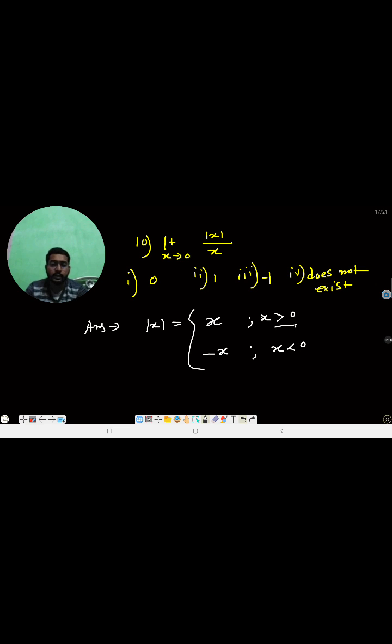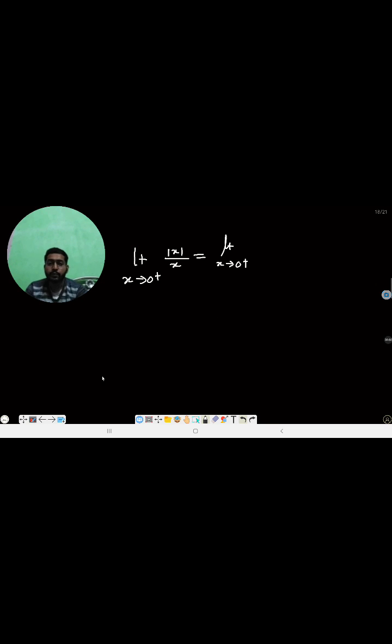So limit x tends to 0 first. Whenever 0 is there, first you have to find 0 plus of mod x by x. So 0 plus means right hand side of 0, and right hand side of 0 will be greater than 0. So limit x tends to 0 plus, mod x, we can see x is greater than 0. What is the value of mod x? The value is here x. So that will be x divided by x.